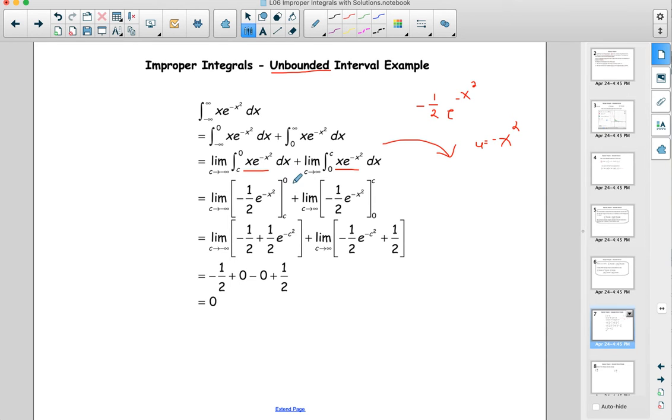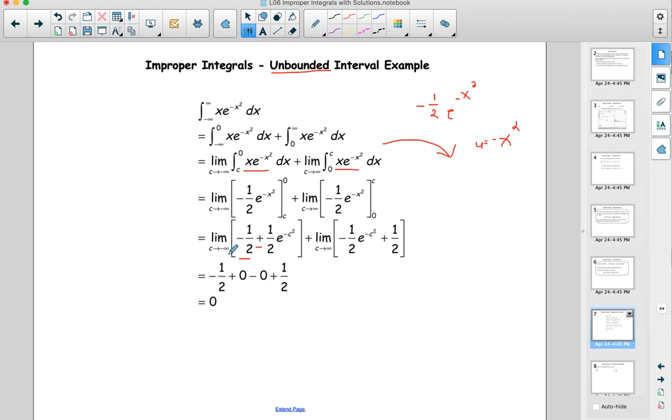Plugging in the upper bound here, e to the 0 is 1, so we're going to get negative 1/2. Then we will plug in the c, but we're going to take that away. So minus a negative becomes a plus here, and plugging in the c, we get 1/2 e to the negative c squared. Taking a look at this one, we're going to plug in the upper bound first, and we get negative 1/2 e to the negative c squared. Take away the lower bound, taking away a negative becomes plus, and when you plug in a 0 here, e to the 0 is 1, so we're going to get plus 1/2.